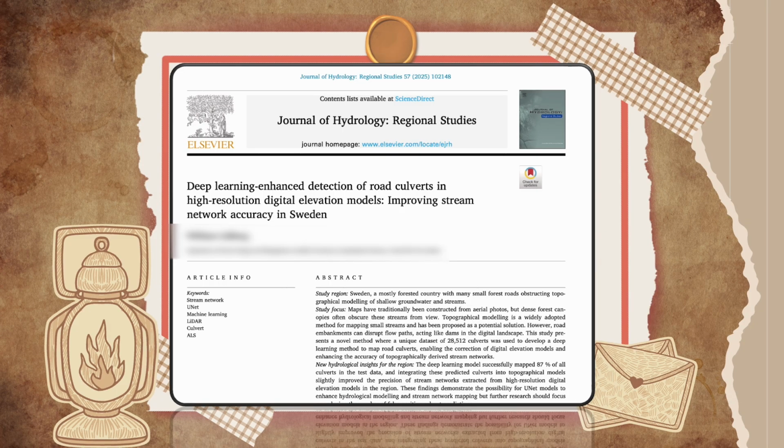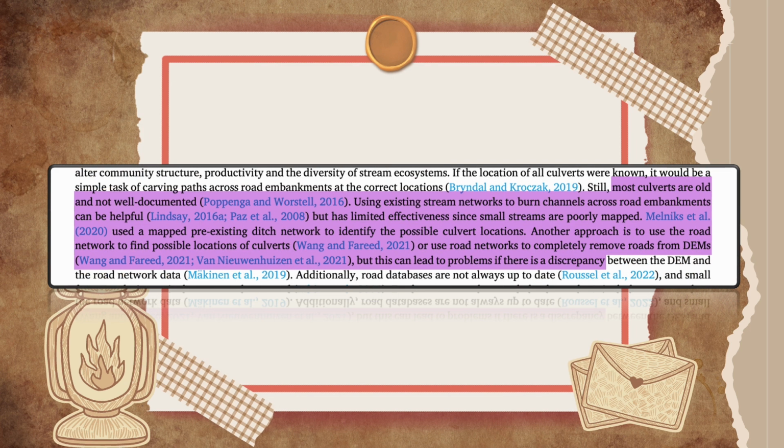Let's go back to our previous example. Most culverts are old and not well documented. Using existing stream networks to burn channels across road embankments can be helpful, but has limited effectiveness since small streams are poorly mapped. Another approach is to use the road network to find possible locations of culverts, but this can also lead to problems and there's a discrepancy. So it's already introducing the problem statement.